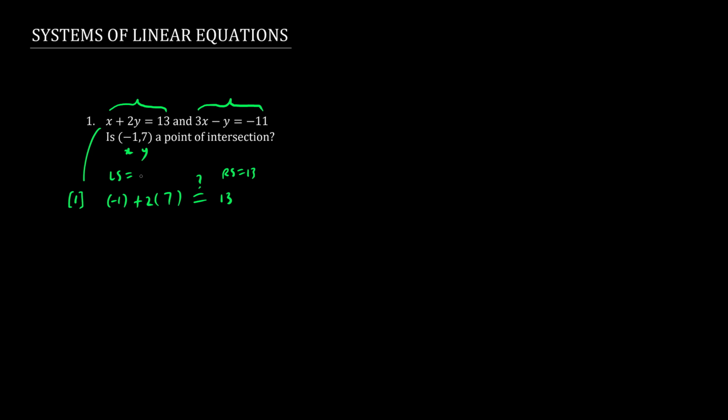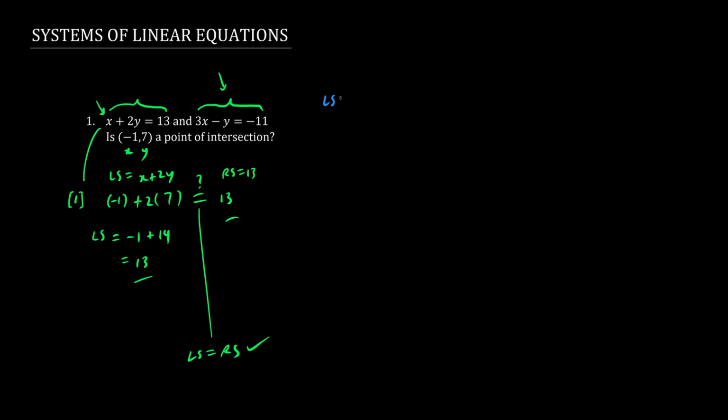Left side is equal to x plus 2y. And we have to see if indeed the statement is true. Let's independently verify this statement by saying left side equals negative 1 plus 14, which indeed is 13. As we can see, left side equals right side. So indeed, this point appears to be on this line. But the question is, is it actually on this line and this line as well? So we need to continue to verify this point in this second equation.